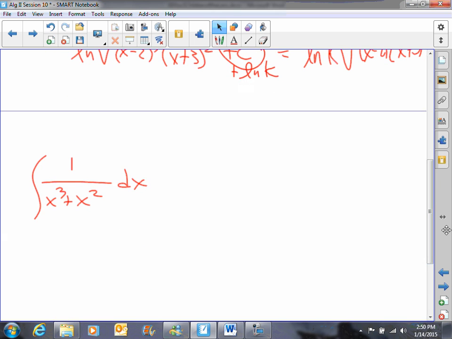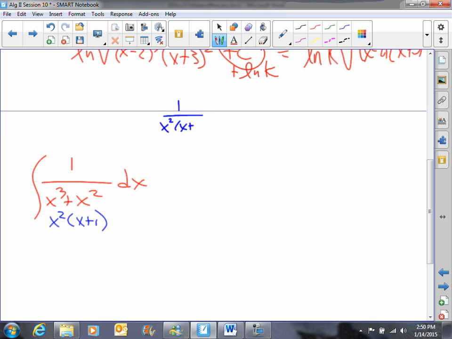Now, if you have a problem like this one, the problem is a little different because x cubed plus x squared becomes x squared times x plus 1. So what we have is a repeated linear factor. What we do with something like that is we write 1 over x squared times x plus 1 is going to be equal to a over x plus b over x squared plus c over x plus 1.